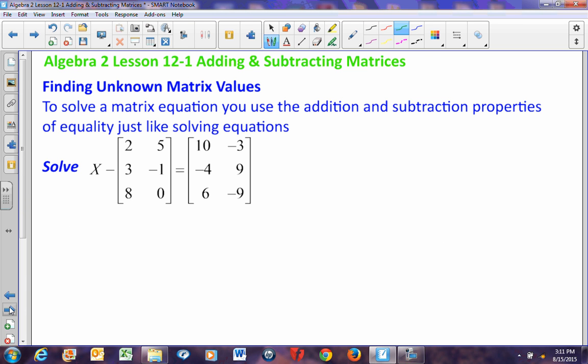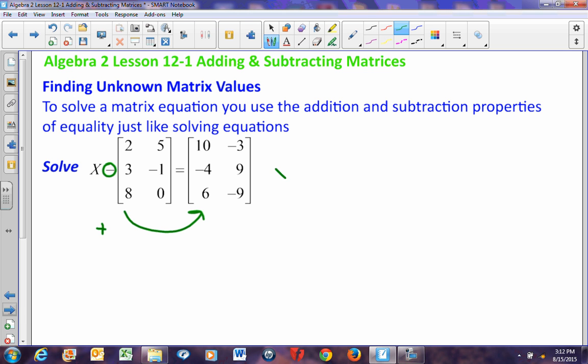Okay, finding an unknown matrix value. To solve a matrix equation, you use the addition and subtraction properties of equality, just like solving an equation would do. So if I have x minus the matrix [2, 5, 3; -1, 8, 0] equals [10, -3, -4; 9, 6, -9], to solve this, I would have to add, because this is a subtraction sign right here, I would have to add this matrix to this side of the equation. So I'm going to do that.